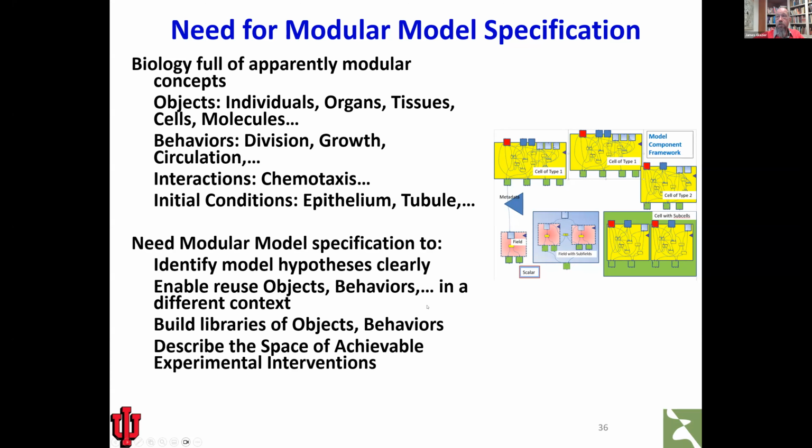Biology seems very modular. We have concepts like individuals, organs, tissues, cells, molecules. We have processes like division, growth, circulation, chemotaxis. We have structural definitions like epithelial and tubules. And we'd like to be able to build computational instantiations, models, or at least formalize the description of these things in order to be able to build our models in a reusable way.